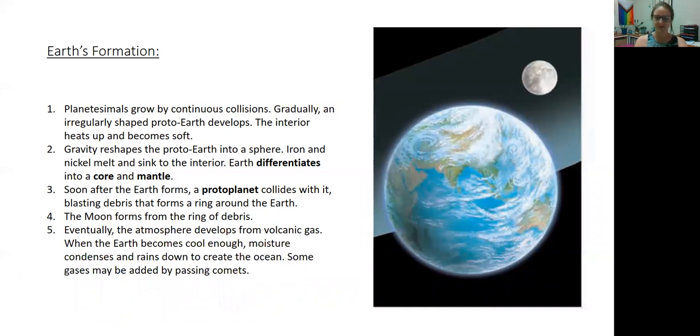Eventually, as we know today, the atmosphere developed from volcanic gas. The Earth cooled down enough that moisture condensed and rained down to create an ocean. Some of these gases and liquids could have also been added by passing comets, right? Eventually, Earth cooled down and the spheres that we know today were created. But we also know that when Earth was first created 4.6 billion years ago, it looked very, very different from today.